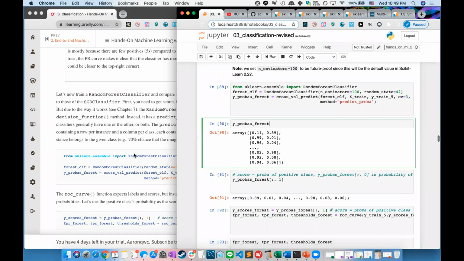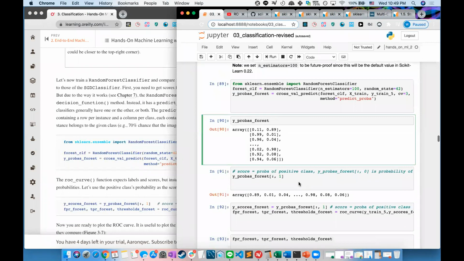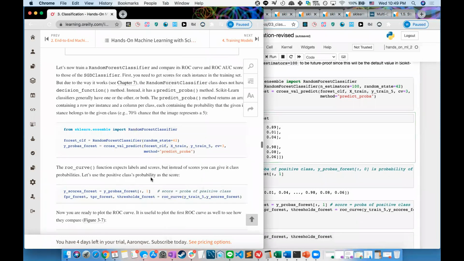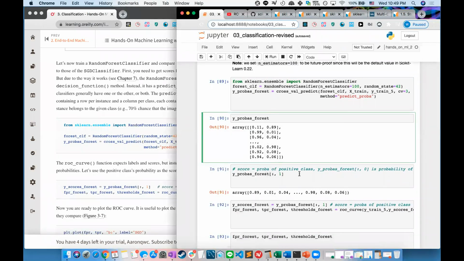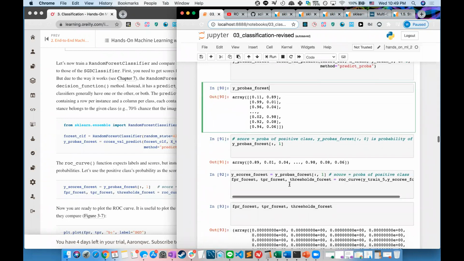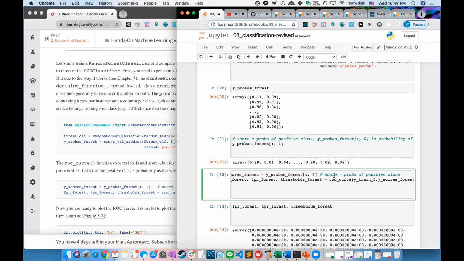Okay, so basically, he was just using these lines to feed into it. The score equals the probability of positive classes, y_probas_forest. This is the probability of negative classes. So we only want the probability of positive classes, and then we feed that into the ROC curve.